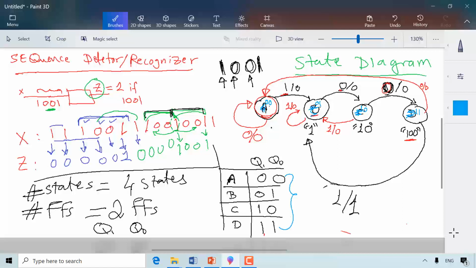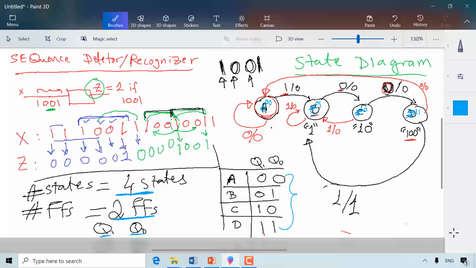Okay, let's recap here. First, I realized that I need 4 states from my state diagram. 4 states means I need 2 flip-flops. I assume these 2 flip-flops are Q1 and Q0. So Q1 and Q0 can have the combinations 0, 0, 0, 1, 1, 0, 1, 1.